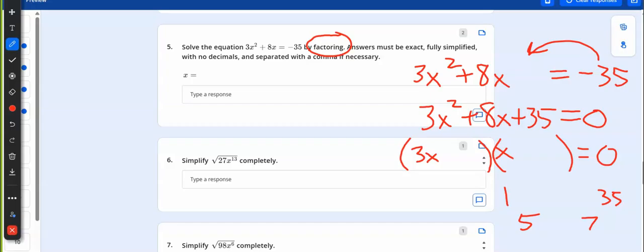What combo do you think would be useful? Boy, I don't understand why this... 5 and 7? Yeah, but this doesn't factor. Like, you can put the 5 and you can put the 7, but you're not going to get them to work out because they add up to way more than 8.